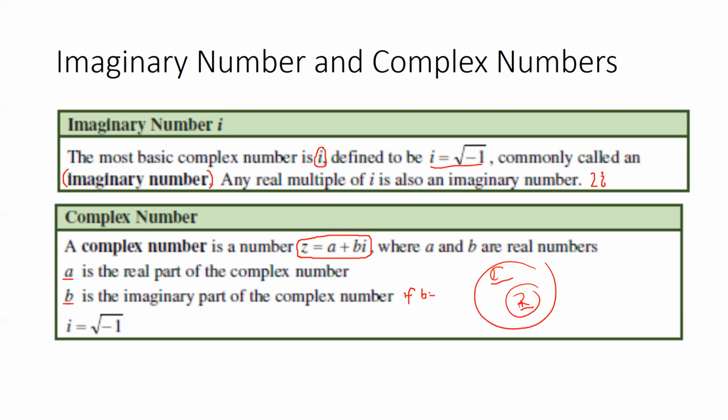this is really hard to do with a mouse, but we're doing it. So if b equals 0, then what happens is you just get the real numbers. Because if b equals 0, then this part goes away and you're just left with a, and you defined a to be a real number.